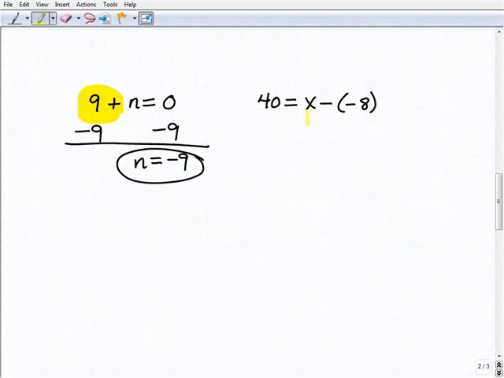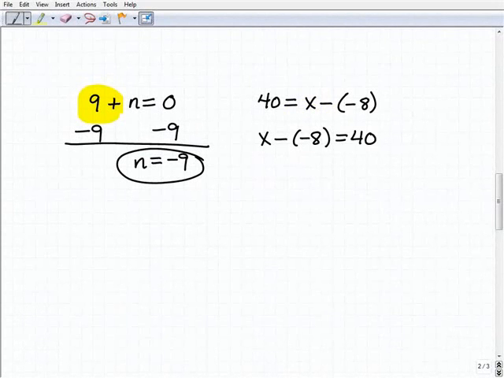Now in this next problem, we have the variable on the right-hand side, but that's fine. That doesn't mean that we can't do this problem. You can have the variable on the right-hand side or left-hand side. It's equivalent. So in other words, this problem here, 40 equals x minus a minus 8, is equivalent to x minus a minus 8 equals 40. Remember, if the left-hand side of the equation equals the right-hand side, I can certainly flip this around and it's still the same thing. The right-hand side will equal the left-hand side.